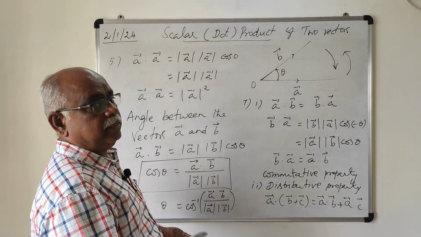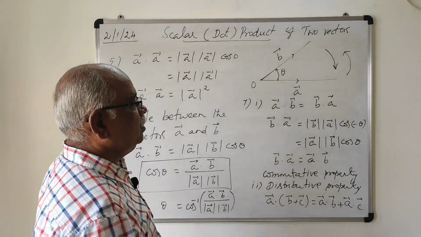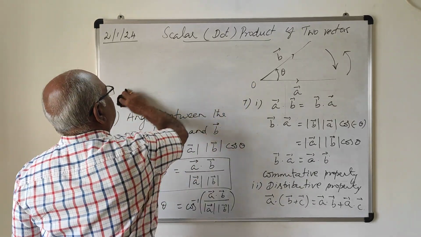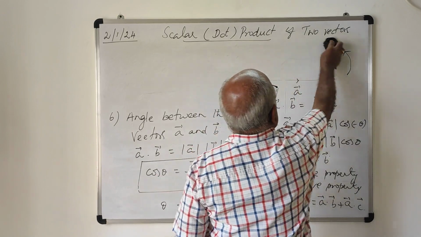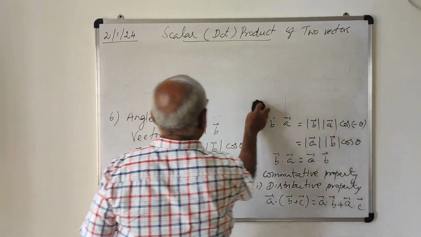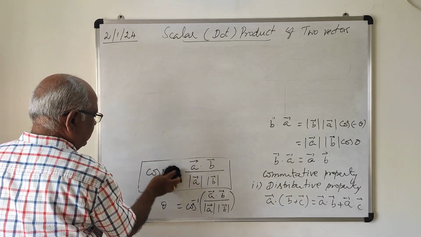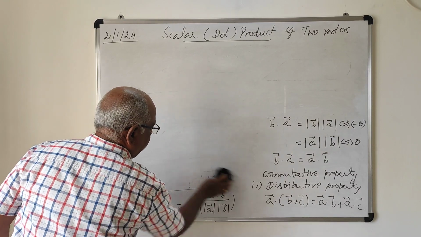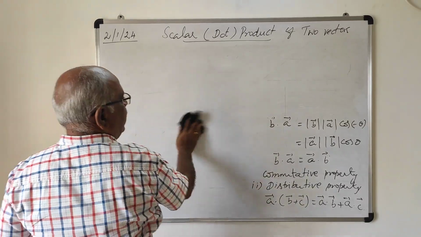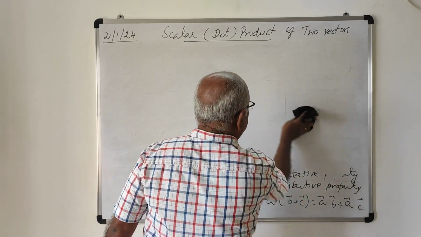And next idea, dot product or scalar product of i, j, k unit vectors, mutually perpendicular unit vectors. That we will see. Angle between the vectors, you have to remember the result: cos theta equal to A dot B by mod A into mod B. Next, one important idea, dot product of mutually perpendicular unit vectors i, j and k.